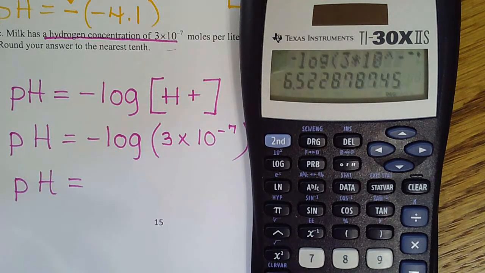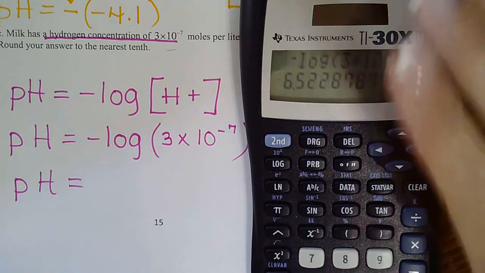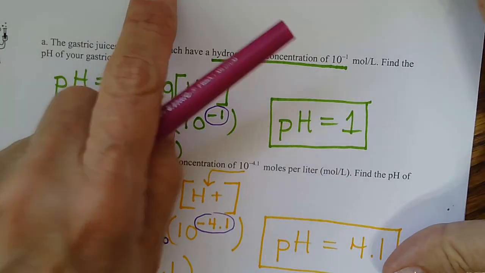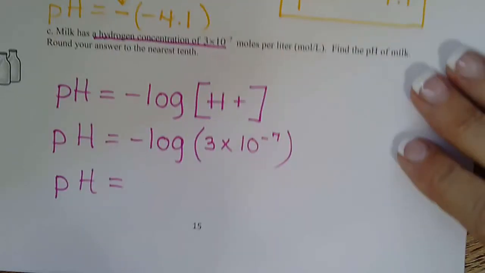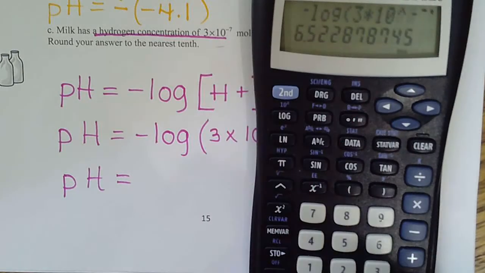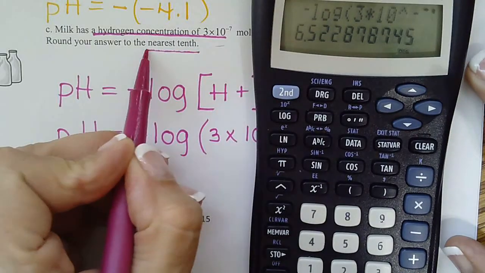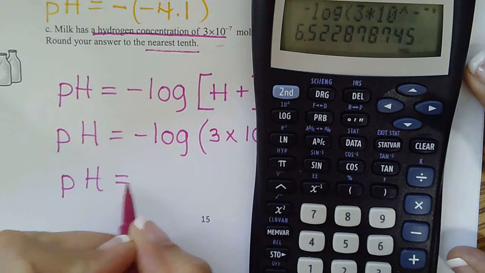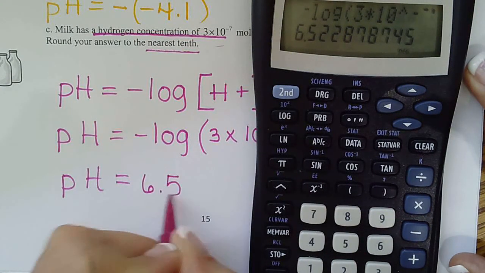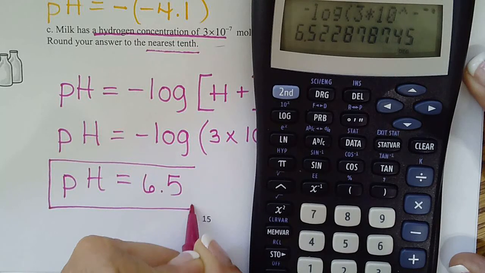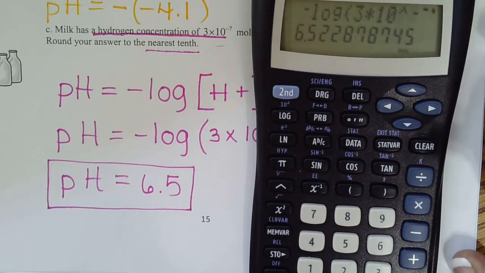Boom, look at that. Almost right in the middle. So that was our guess, that it was going to be close to 7. I thought maybe it might be a little higher, actually. So round to the nearest tenth, the direction says. So the pH of milk is approximately, tenths is the first decimal place, 6.5. Almost neutral, close to a base.